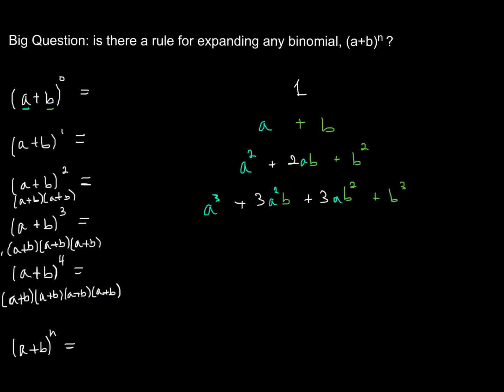But then I could also have all these combinations where I had an A, another A, another A, and one B. 3 A's and 1 B. In other words, I'd have A cubed B. But notice there's more than one way I can do that. Because I could do A times A times A times B. But I could also do B times A times A times A. And that's just going to get really, really long and laborious.